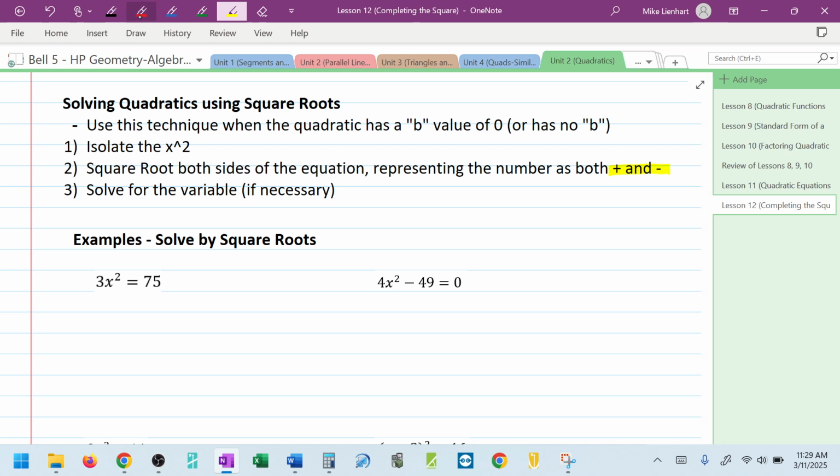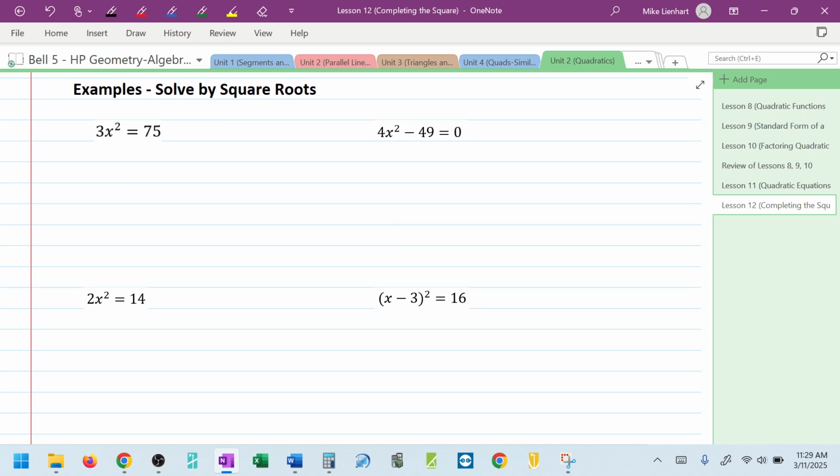Let's take a look at this first equation right here. I've got 3x squared equals 75. If I were to write this as 3x squared minus 75 equals 0, you see that it has no b value. That's what's telling me square roots is a good option here. The first step of square roots is to get just the x squared by itself. I've got a 3 there, so I have to divide both sides by 3, and I'm going to rewrite this as x squared is equal to 25.